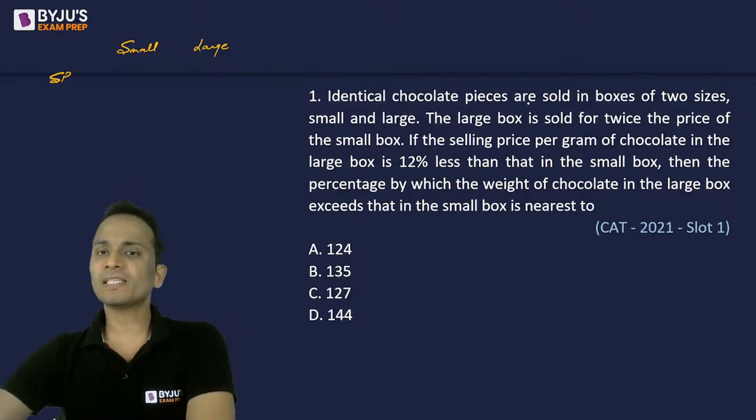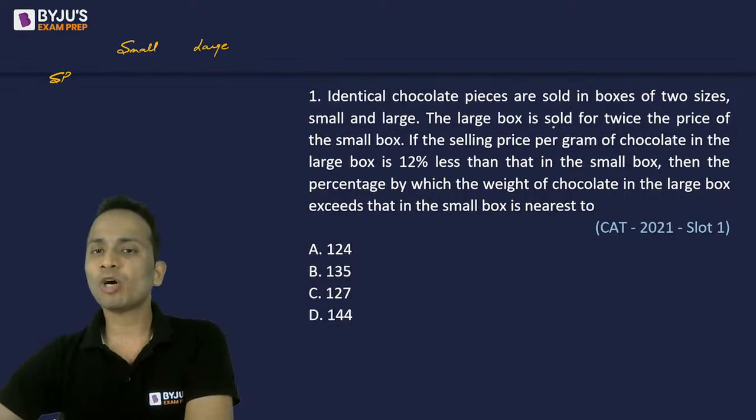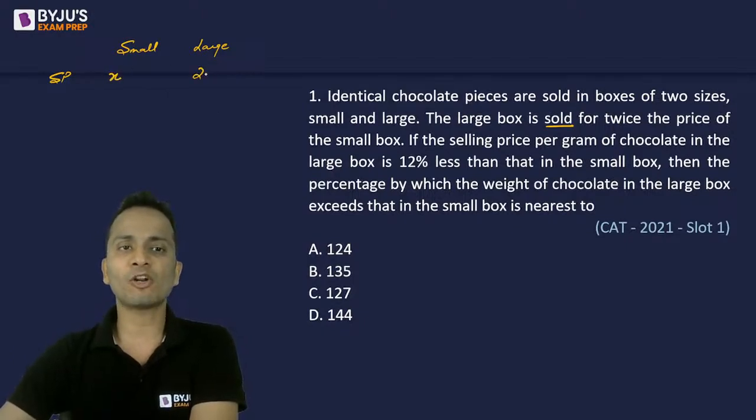Identical chocolate pieces are sold in the boxes of two sizes, small and large. The large box is sold for twice the price of the small box. So let's say the small box is sold at rupees X. So the large box is sold at rupees 2X.